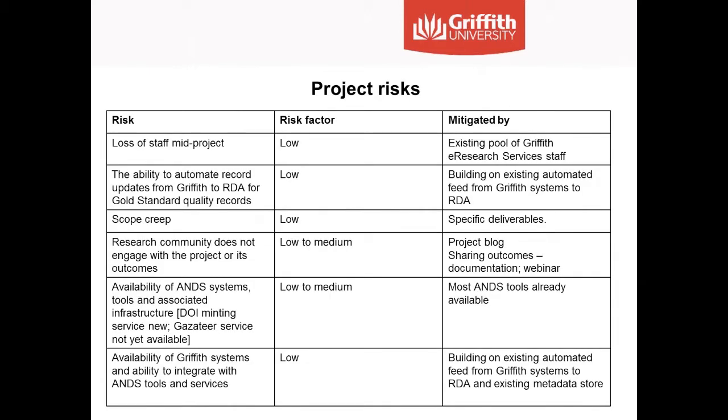So this project was entirely funded by ANDS at $125,000, but the project built on existing infrastructure and staff knowledge, which are not factored into this funding, as we'll cover in detail during the course of this webinar. As with any project, there are a number of risks associated with the project, and these include loss of staff, the capacity of Griffith systems to store gold standard metadata, the ability to integrate with ANDS tools and services, and the ability to automate record updates from Griffith to RDA for the gold records.